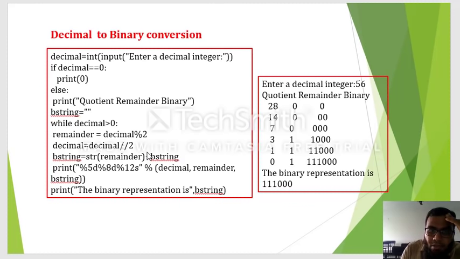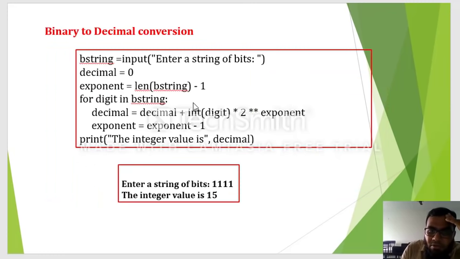What if I need to convert this into an octal number? Then divide it by 8. Decimal percentage 8, similarly decimal // 8. Here also, from binary to decimal, in place of 2 you need to write 8, with the 8 power exponent multiplied into the original number.